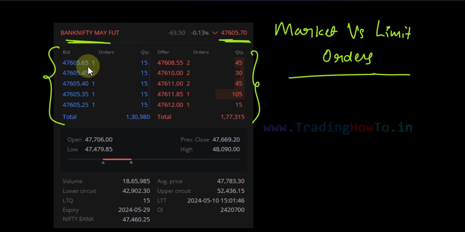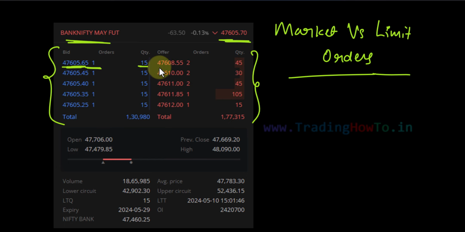For example, if we look at this limit buy order, someone who has placed this order is saying that I want to buy Bank Nifty futures May contract and I want to buy one lot, which is 15 quantity, at this particular price. If anyone is willing to sell to me at this price or any price better than this, which will be a price less than this price, then I will buy.